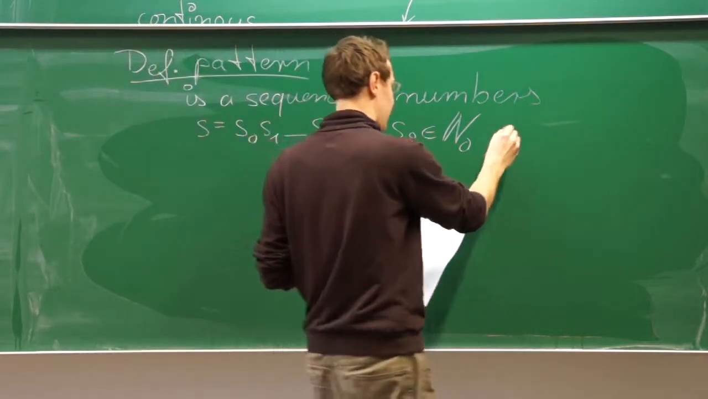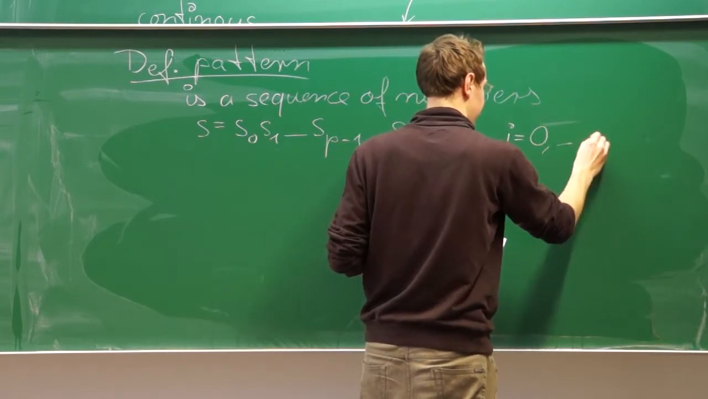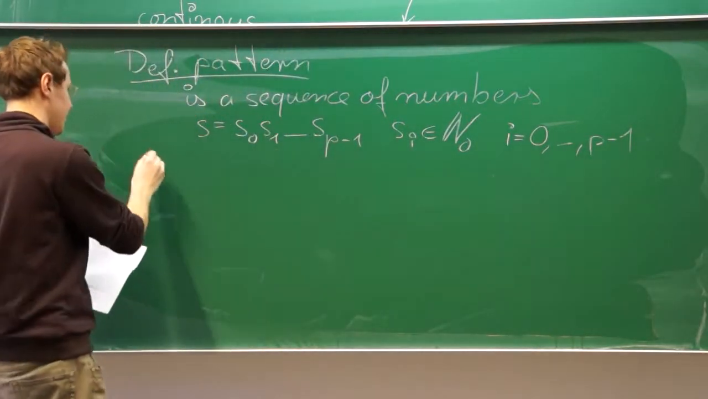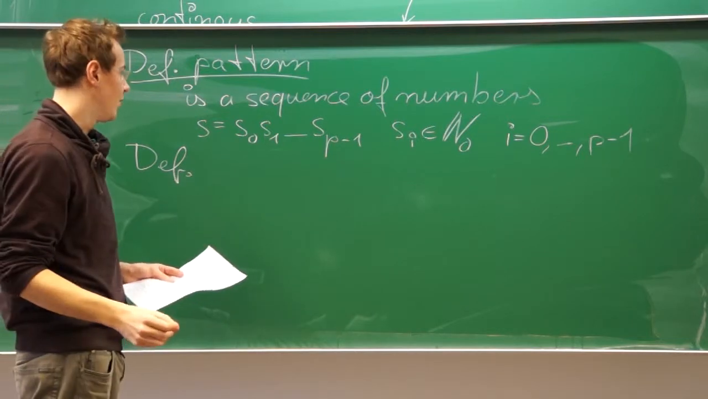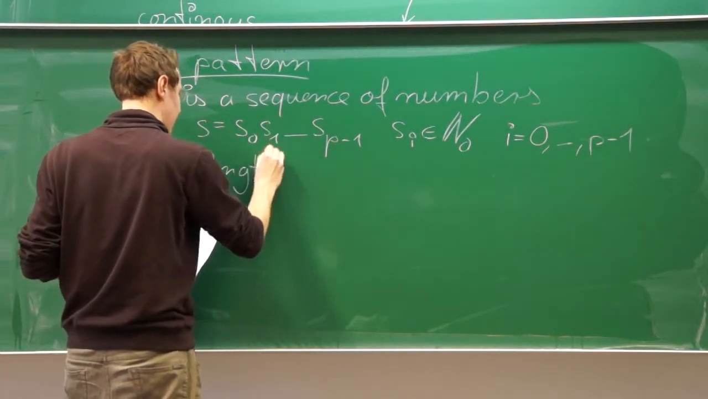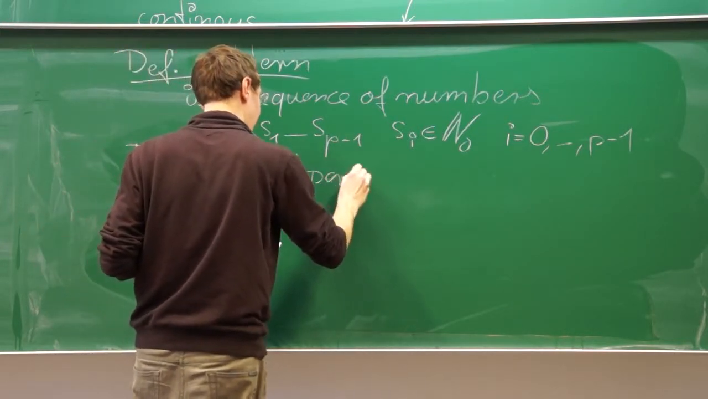And this is for p0 to p minus 1, and I also define something else. I will give an example just in a moment. I define length from S and period from S.